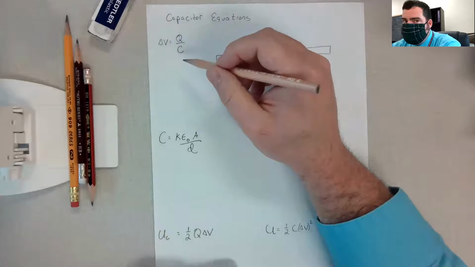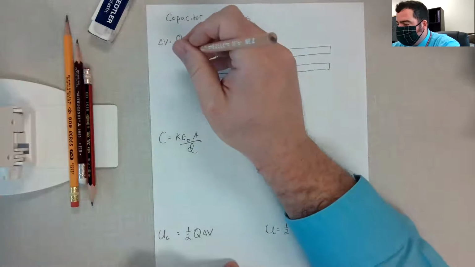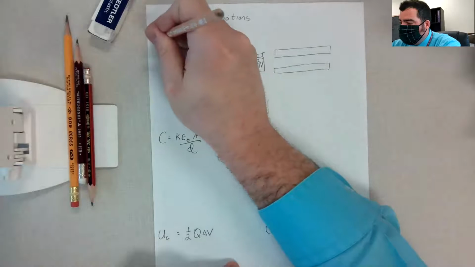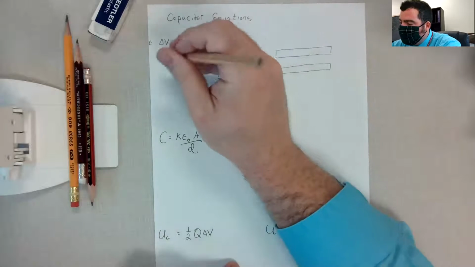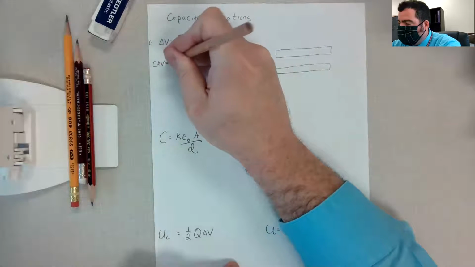The first one here, I think it makes more sense to me if I rearrange it slightly by multiplying both sides by C. So I end up with C delta V is Q.